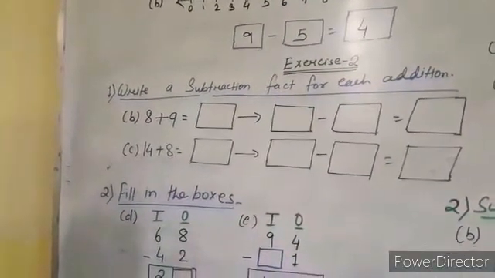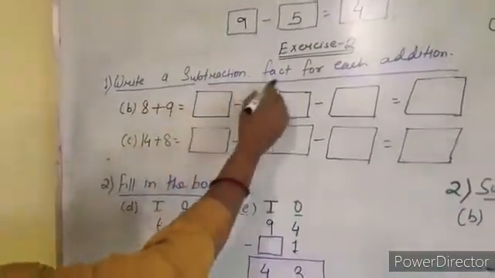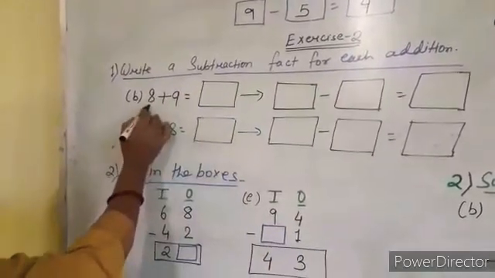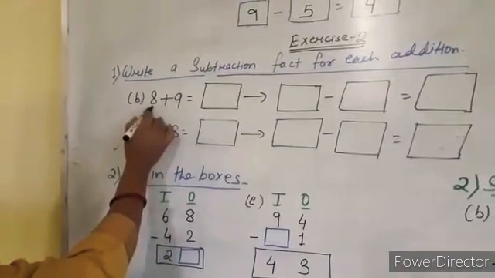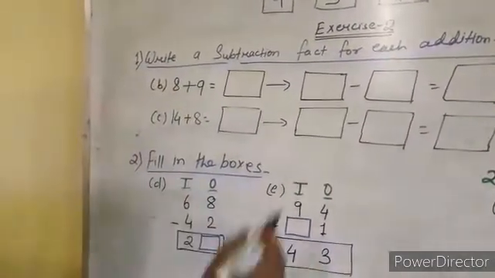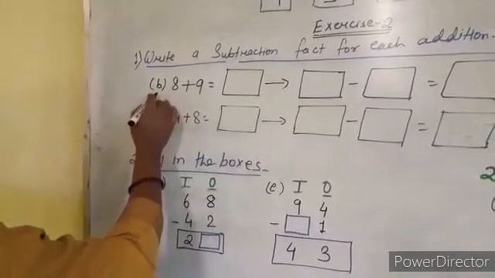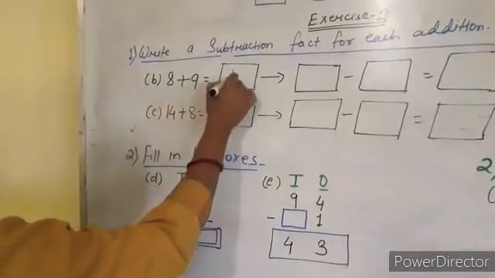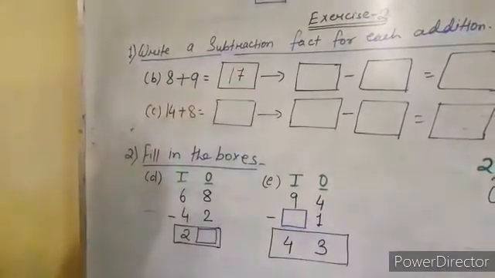Then exercise 2. Write the subtraction fact for each addition. For the subtraction fact, first we have to add the numbers, 8 plus 9. Number A is already done in the book, so I am going to explain number B. 8 plus 9, the answer will be 17.